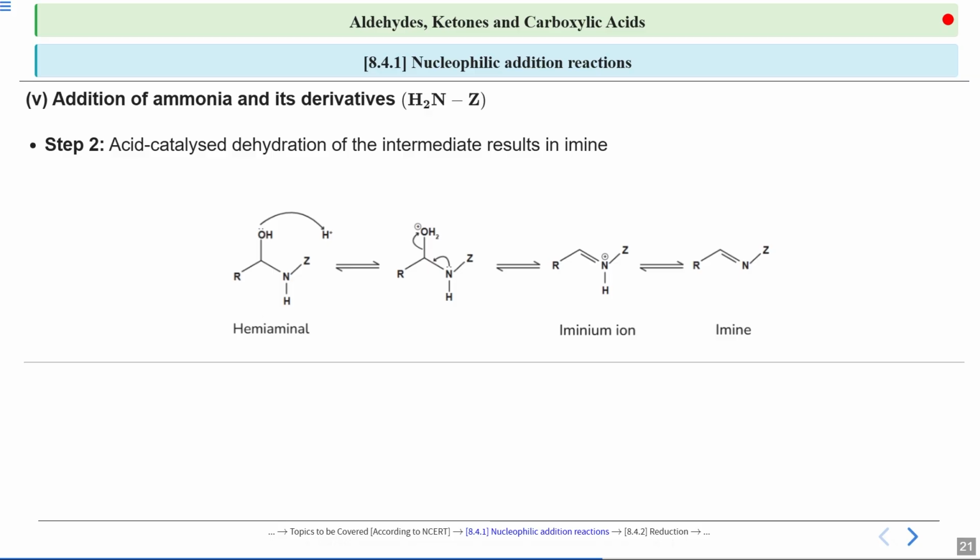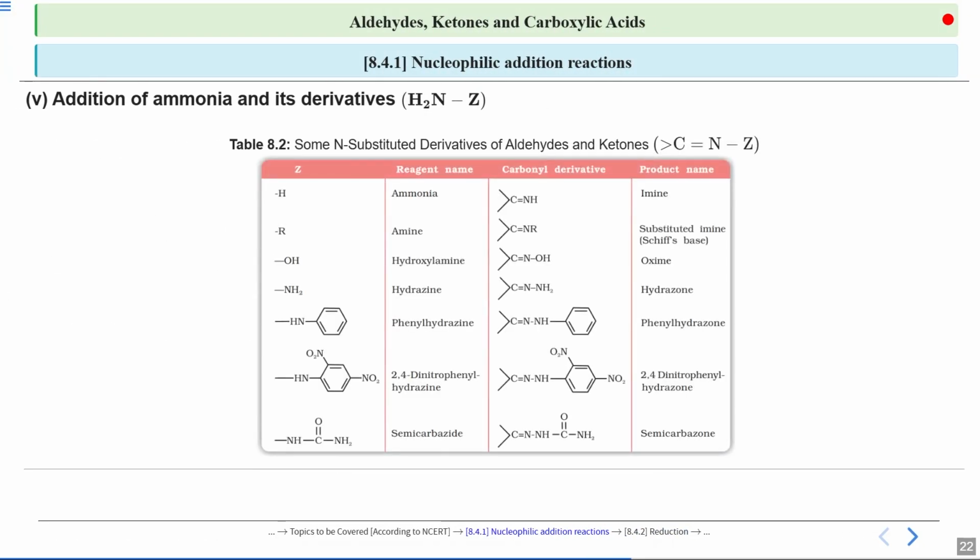That carbocation-like intermediate is stabilized by the nitrogen lone pair, and is called the iminium ion. So if you see over here, when this OH2 leaves, you get this carbocation intermediate, which is stabilized by the nitrogen lone pair, and this is called the iminium ion. Further, this iminium ion will lose a proton from the nitrogen, and it will give you the final product, which is called imine. So this is step 2, the acid catalyzed dehydration of the intermediate, which results in imine.